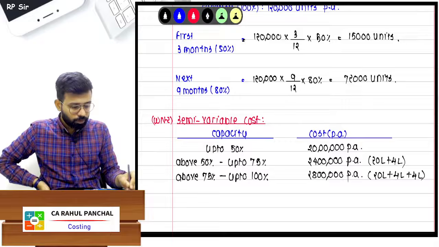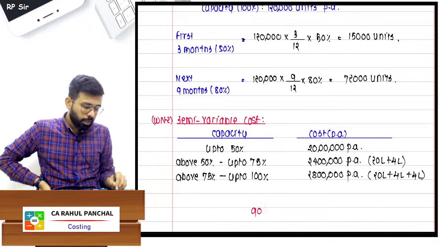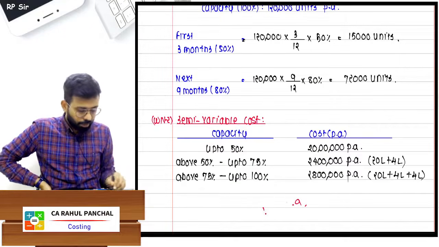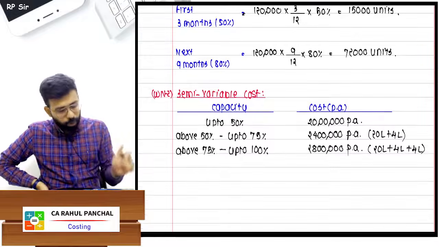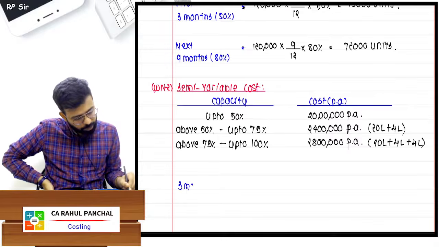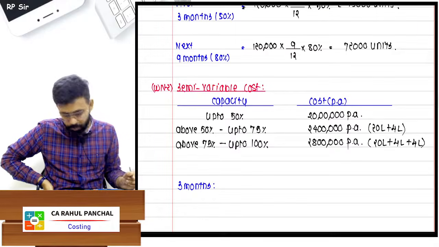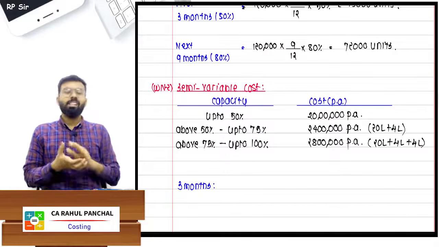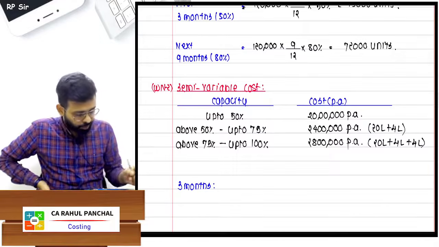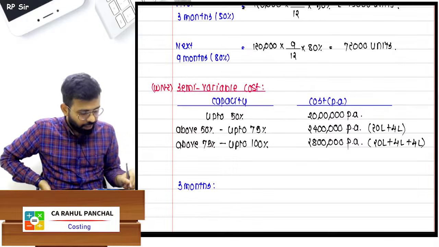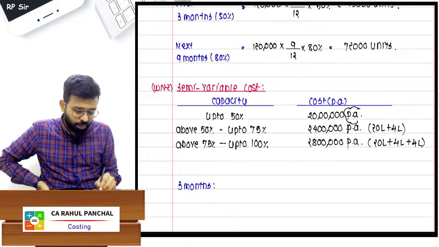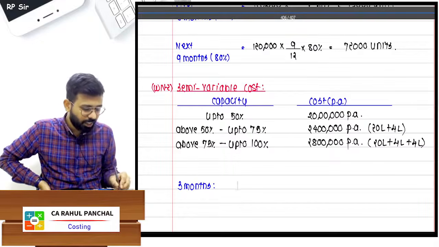Now one simple question: if I work at 90% capacity, what will be my per annum cost? Tell me. 28 lakh. Okay, now if you have understood this much, tell me what will be my semi-variable cost in the first 3 months? 20 lakh. No, again it will be 28 lakh for the whole year. See, first of all, I want to know the cost for 3 months, so to understand that, this is written per annum. These are the silly mistakes which are done.